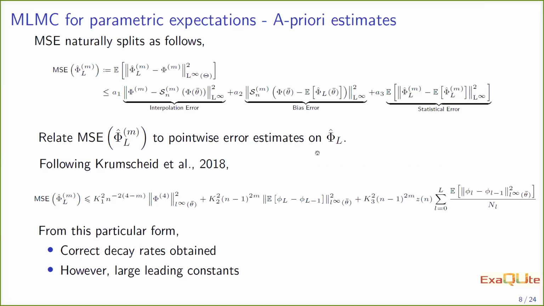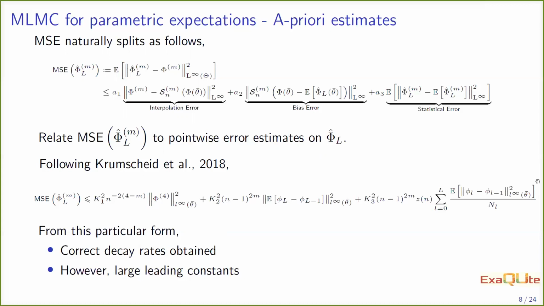And so following this work, what we do is, I present here the final forms of each of the error estimators. We find the a priori estimate for interpolation error to be satisfactory. However, bias and variance, as you can see, they have a particular issue, which is that the leading constants can get extremely large.